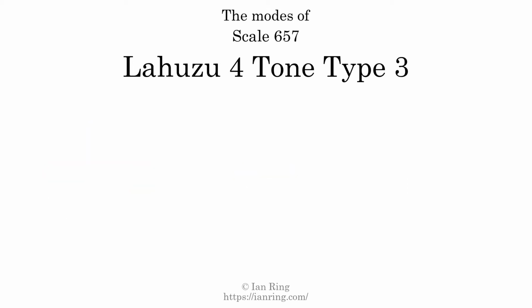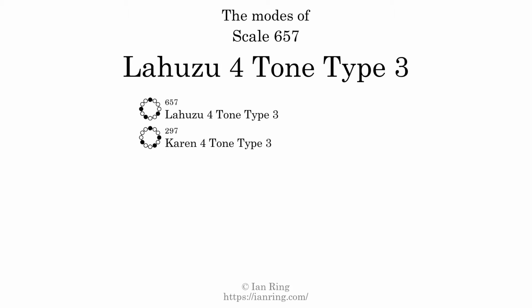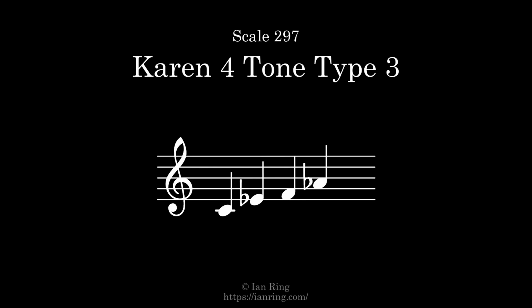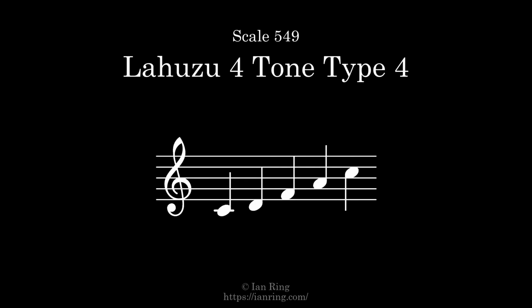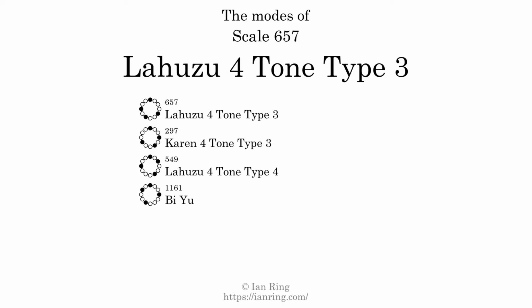This scale has 4 modes. The first mode is itself. The second mode is scale 297, also known as Coherence 4-tone type 3. It sounds like this. The third mode is scale 549, also known as Lahuzu 4-tone type 4. It sounds like this. The fourth and last mode is scale 1161, also known as BU. It sounds like this.